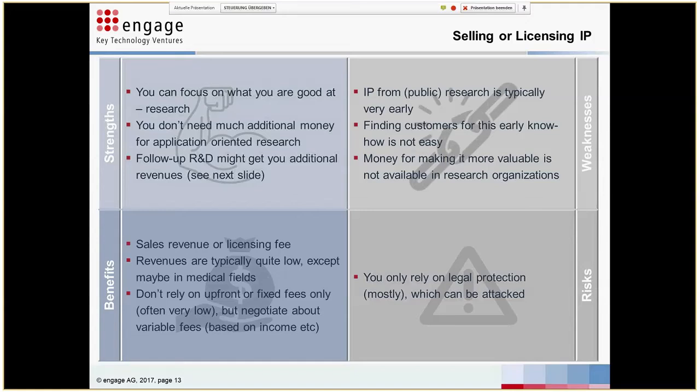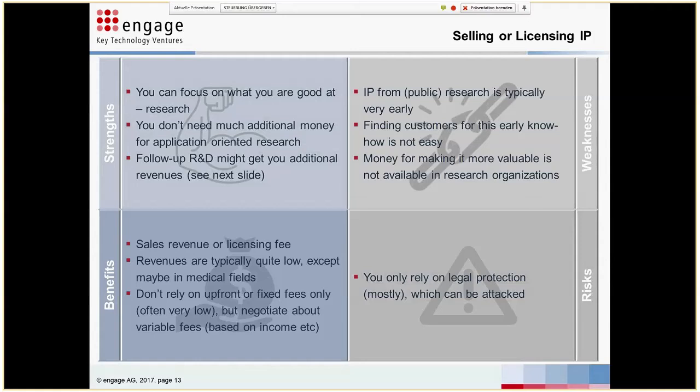Of course, there are downsides. And the most important downside is that intellectual property from public research is typically very early. It is way too early to base a product on this and to directly transfer it into a product, which causes a number of problems. The first is that finding customers for this early know-how is not really easy.